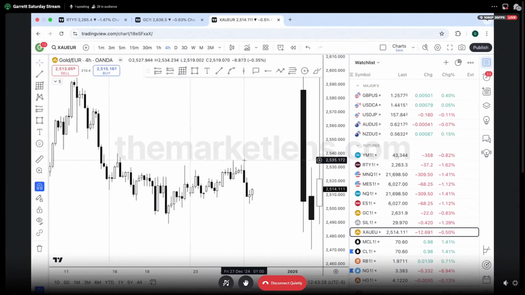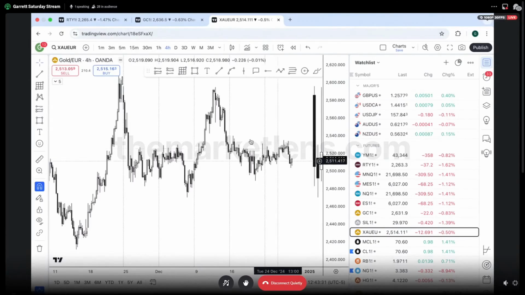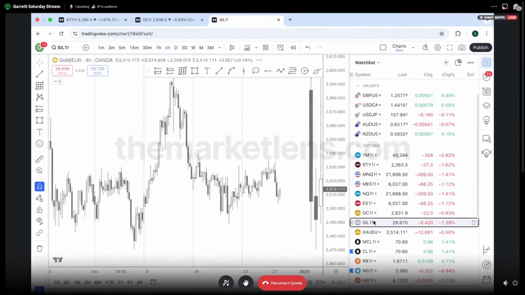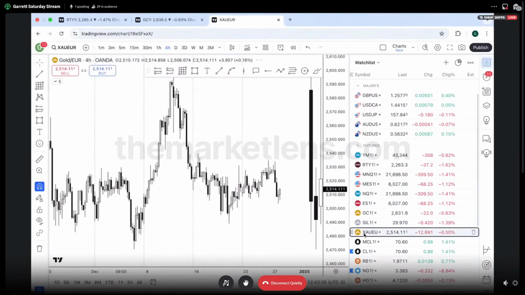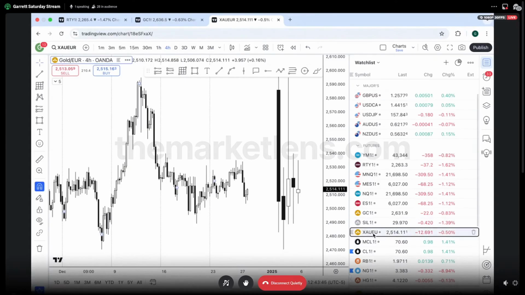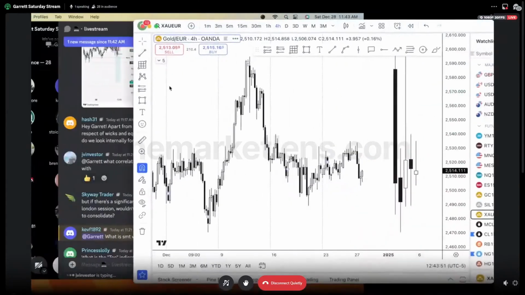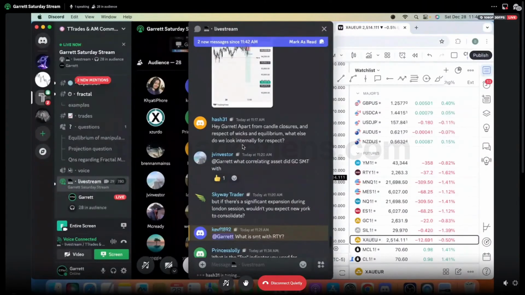Gold euro right here is very correlated to gold. Both of these, especially honestly, this is almost more correlated. A lot of people don't use this or know about this, but if you go to XAU USD, obviously gold and EU are inversely correlated, so that's how it works.